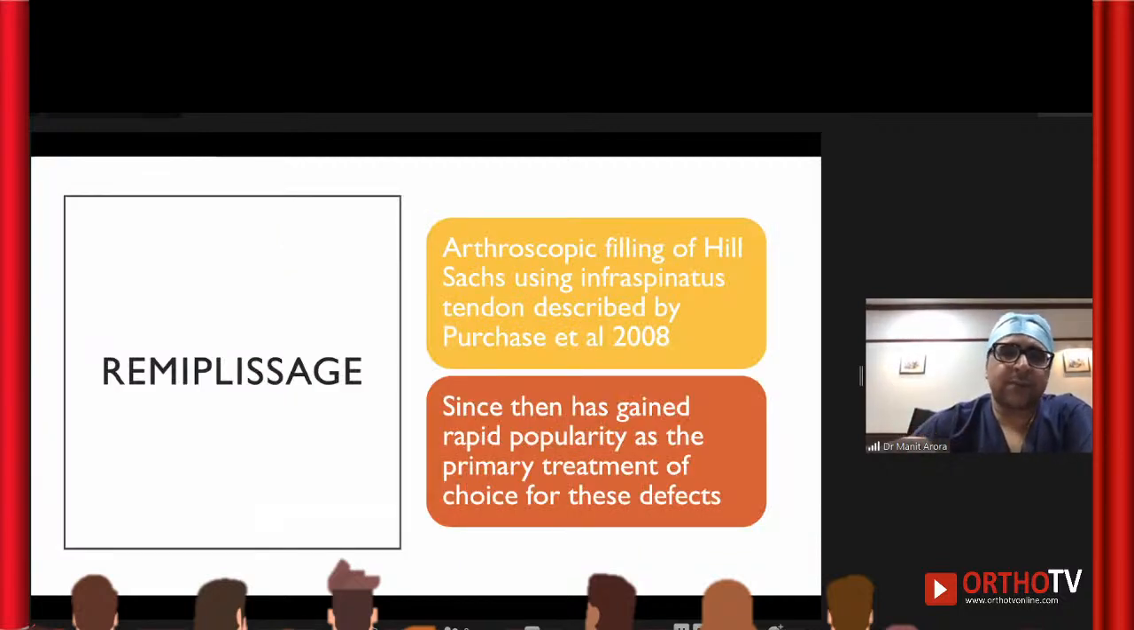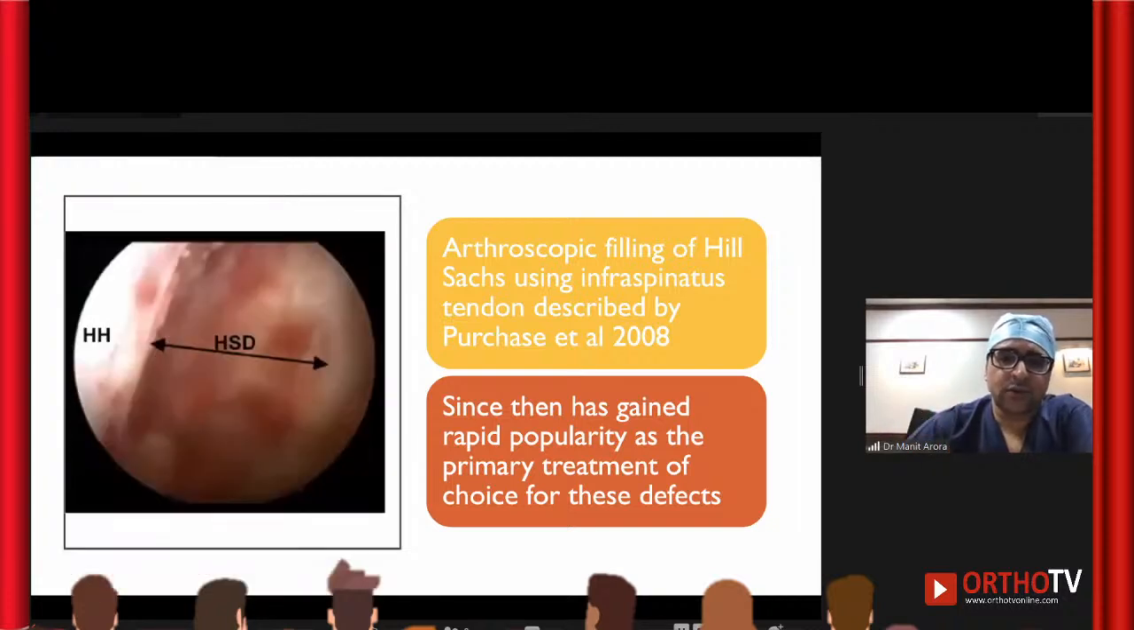So what is remplissage? It's an arthroscopic filling of the Hill-Sachs defect using the infraspinatus tendon, which was initially described by Purchase in 2008. Since then, it's only been 10, 12 years, and it's shot up in popularity, and everyone's doing it, left, right, and center. But we should be very judicious in the cases we want to do it, because not all cases require a Remi. So if you've got an on-track lesion, you don't need to do a Remi. If you've got an off-track lesion, which is going to pop out, you should do a Remi.